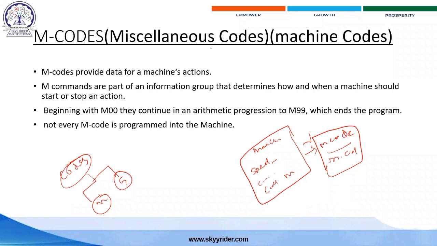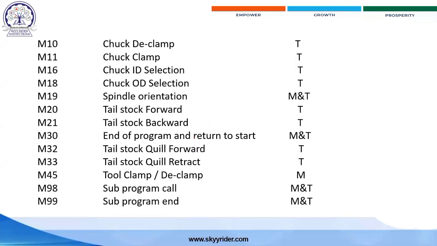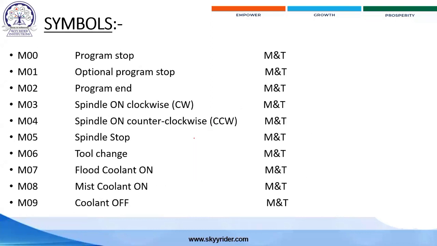Okay, then we come to the types of M-codes we'll be using. Basically, these are some of the M-codes that we'll be using in the program in the classes, in the CNC machines, like M00, M01. M00 is program stop. When you want to stop the program, there you'll be using M00. M01 is optional program stop. Means whenever you want to optionally stop the program manually for a while, you can use M01.